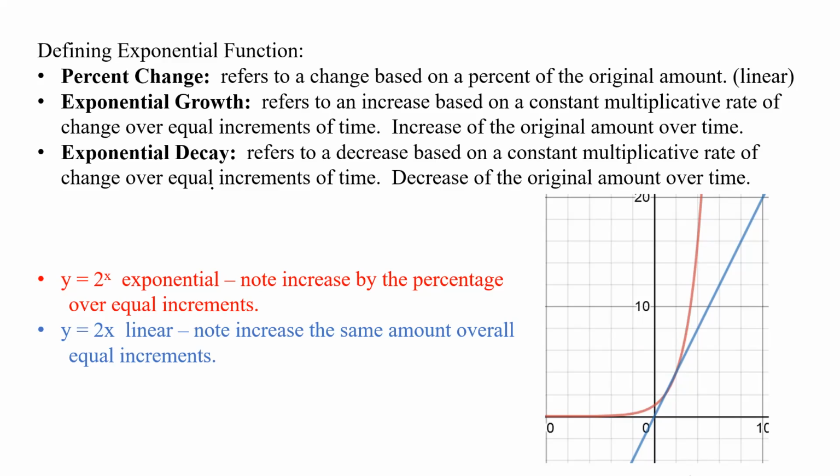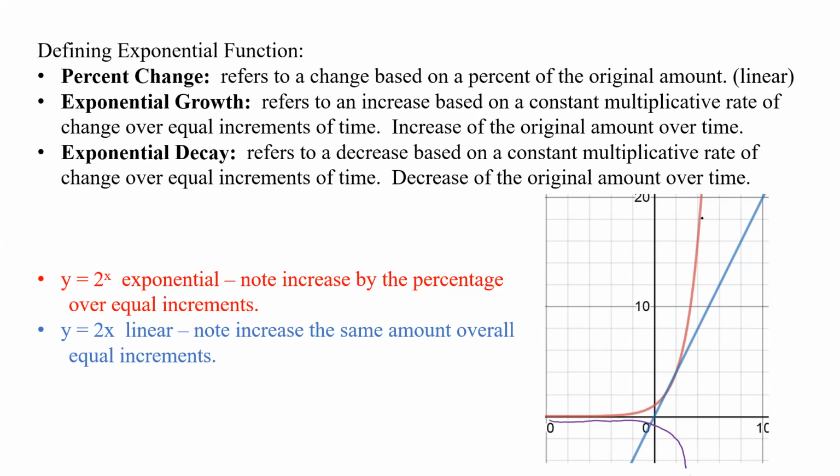Now it also works for exponential decay. It refers to the decrease based on a constant multiplicative rate of change over equal increments of time. And it's basically a decrease of the original amount over time. So instead of going up like this, we're going to see that one going down like that. So it's going to be a decrease over time.